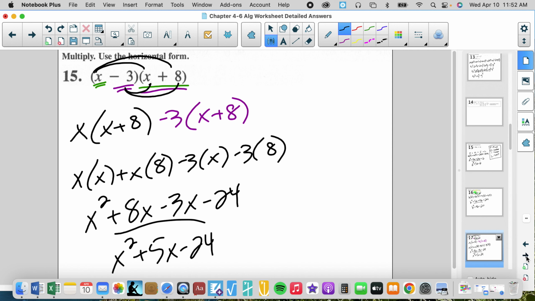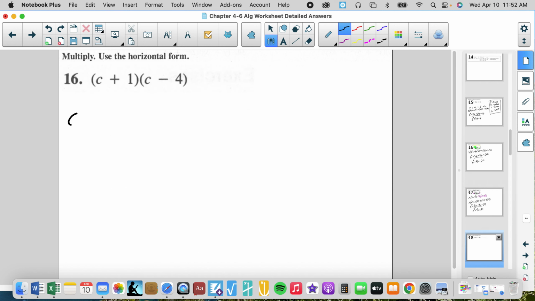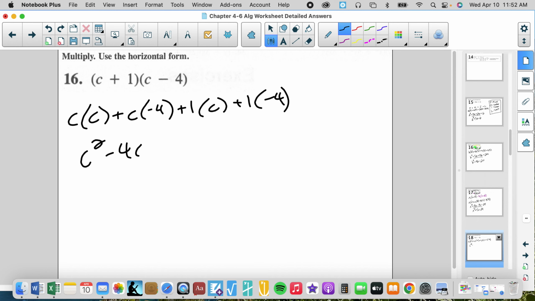I don't care which way you do it. I'm just going to distribute c times c plus c times negative 4 plus 1 times c plus 1 times negative 4. That's how I'm always going to do it. I'm just going to write them out. I'm going to combine my outside and inside, and I'm going to get my trinomial answer.